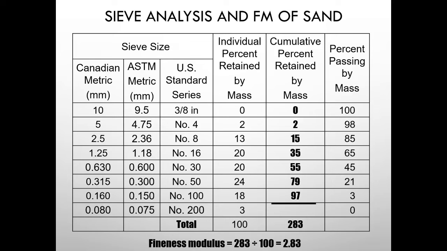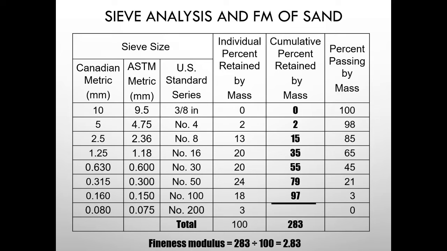And here we can see an example of calculating the FM. We have a typical sieve analysis data sheet, and you can see that we have the individual percent retained, the cumulative percent retained, and then the percent passing. So it's the cumulative percent retained column that we use, and it's a summation of those values. Starting at the 10 millimeter sieve going down to the 0.160 or the number 100, we do a summation and we just go down the column and add 0 plus 2 plus 15 plus 35 plus 55 plus 79 plus 97, and we get a total of 283. You can see we did not include the 0.08. Then we take that total and divide it by 100. And now you can see we have a fineness modulus of 2.83.